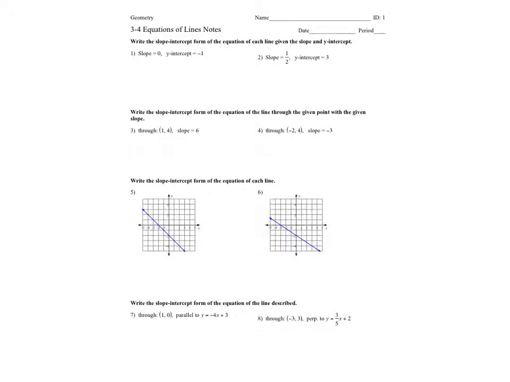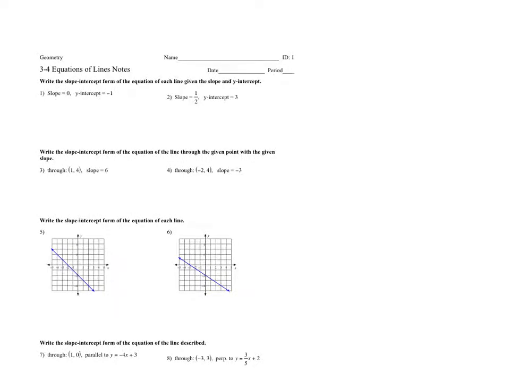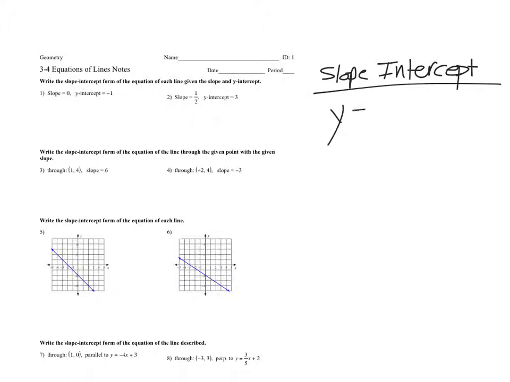Okay, equations of lines. So we saw this in the previous lesson, just real quick. I referred to one of the equations, and it's the most popular form that we use. That is called slope-intercept form. And that is y equals mx plus b. M is our slope. B is our y-intercept, okay?